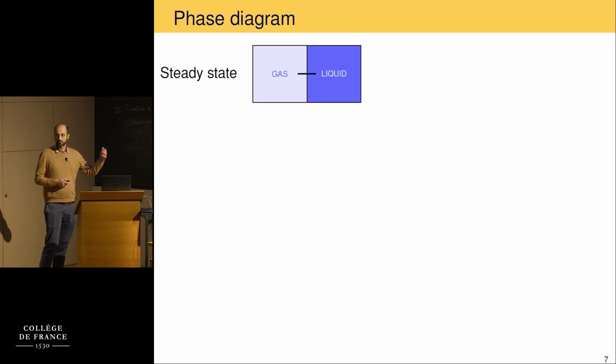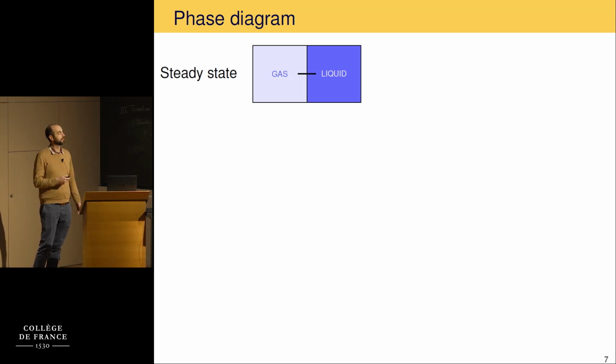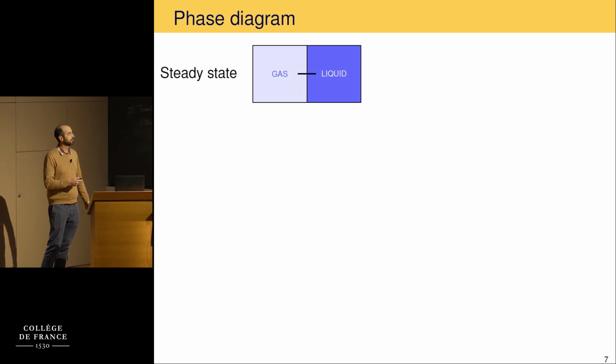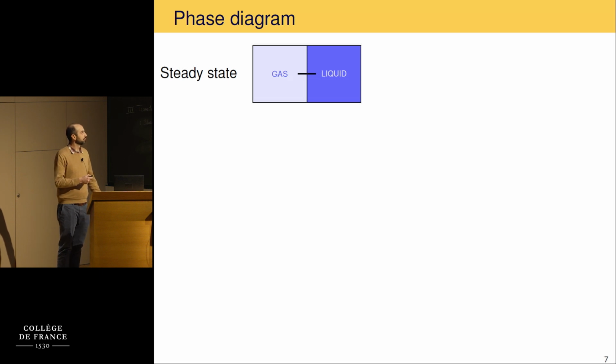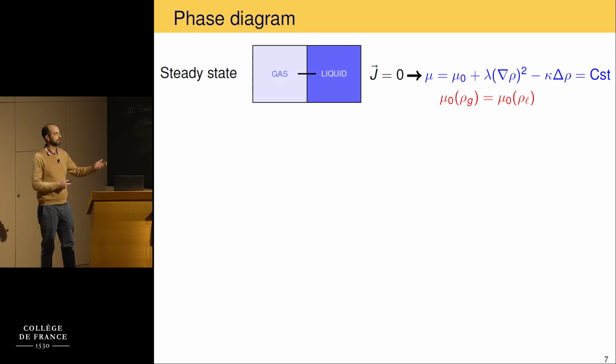Then from this equation, we can understand the phase diagram quite well. So what do we do? We consider that we are in the steady state in a very large system. So we have two macroscopic phases, gas and liquid. And so we want to understand how to compute the densities in these two phases. In steady state, we know that the current has to be 0. So this quantity in blue has to be constant, and you can evaluate it in the two phases. It already gives you an equation, the equality of chemical potential. That's true for the passive and the active system.